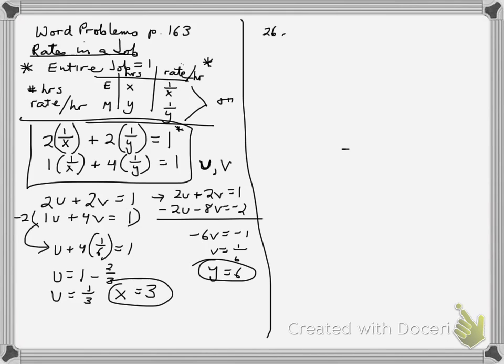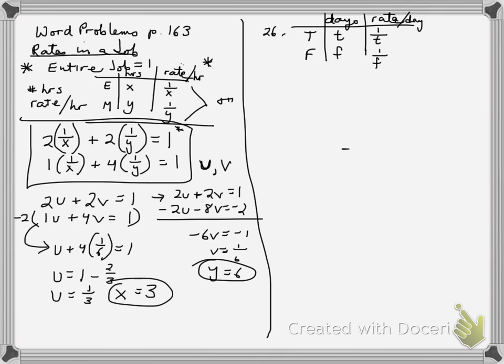26 says, Mr. Tanksley, the school's speech teacher, and Mr. Franklin, the school's art teacher, can build the set for the school play in 6 days. If Mr. Tanksley works 2 days alone, Mr. Franklin can finish the job in 8 2/3 days. How long would it take each to build separately? So we got Mr. Tanksley and Mr. Franklin. Go ahead and make your chart.